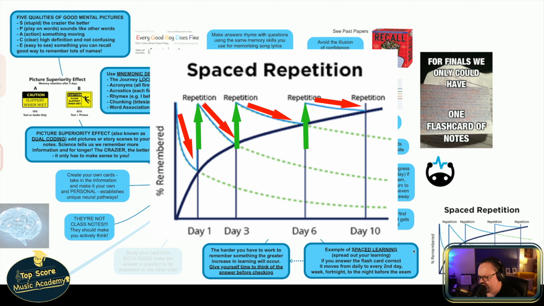Again, these are things I wish I had done when I was at college, or God, even in secondary school, it would have helped. So yeah, you don't have to do it exactly like this, day 1, 3, 6, and 10. You could do day 1, day 2, day 4, day 8, that sort of thing.